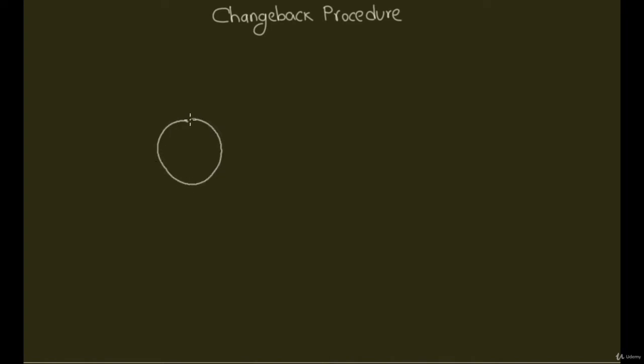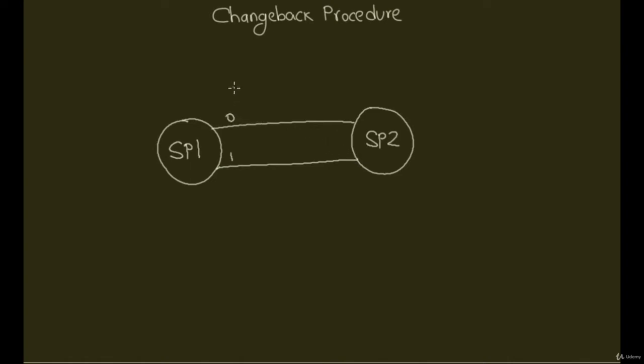Let's suppose there are two signaling points, signaling point 1 and signaling point 2, and there are two links. This is link 0, this is link 1, and link 0 has been out of service till now, and all the traffic has been going via link 1. So when link 0 wants to come back from out of service to the normal state, this changeback procedure will be followed.